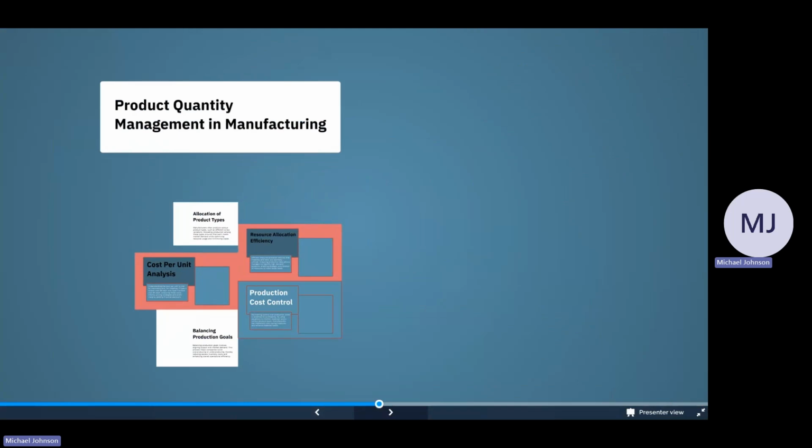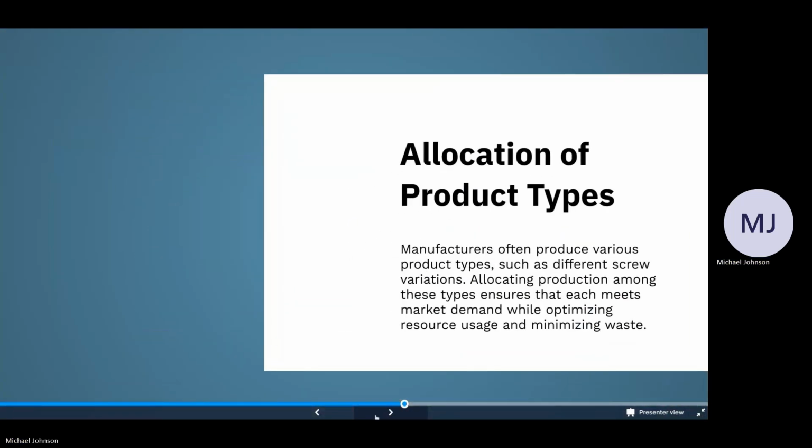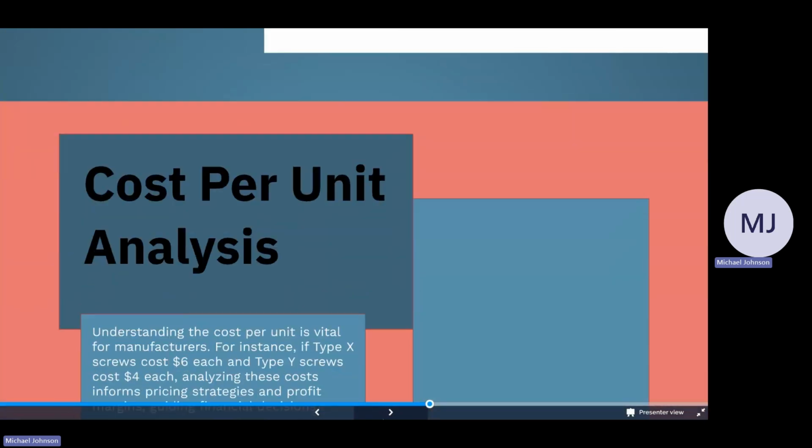Product quality management and manufacturing. Allocation of product types. Manufacturers often produce various product types, such as different screw variations. Allocating production among these types ensures that each meets market demand while optimizing resource usage and minimizing waste.